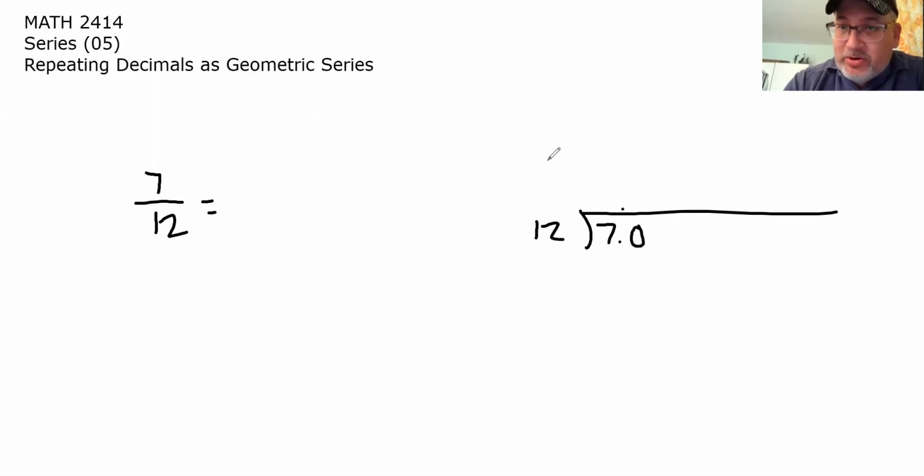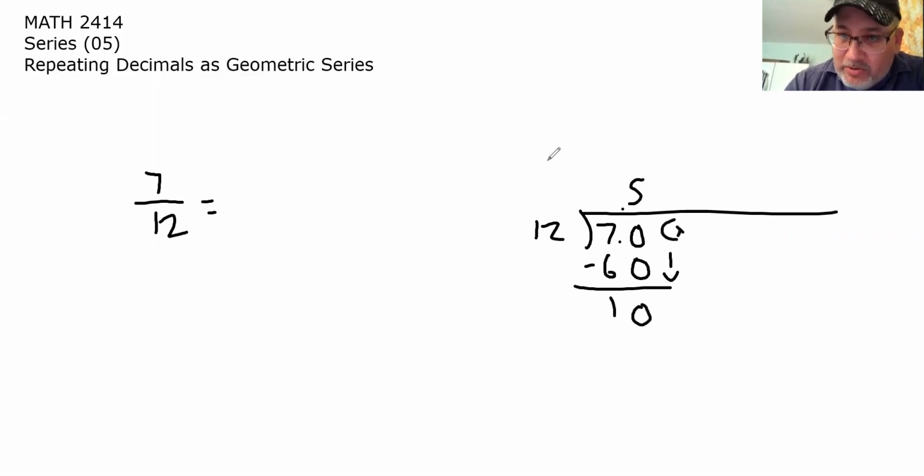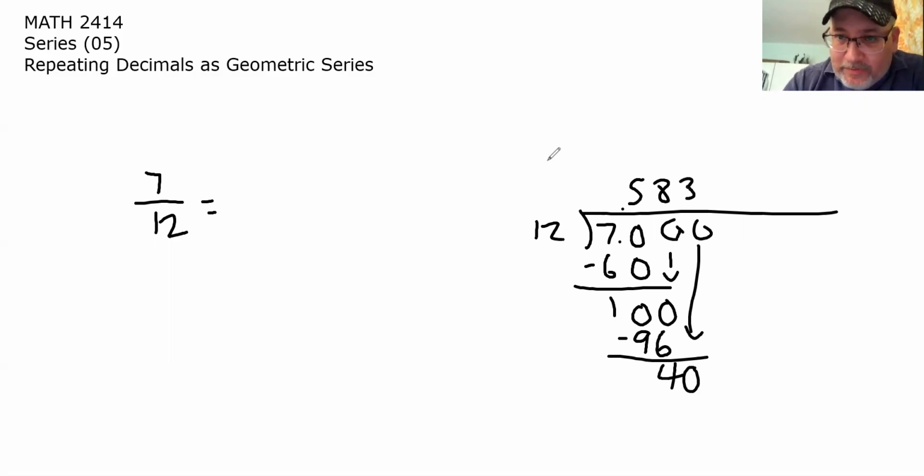Bringing in the decimal and zeros as necessary. 12 goes into 70 5 times. 5 times 12 is 60. 70 minus 60 is 10. Extra 0, bring it down. 12 goes into 100. Let's see. Looks like it's going to be 8 times. 8 times 12 is 96. 96 from 100 is 4. Bring down a 0. 12 goes into 40 3 times. 3 times 12 is 36.